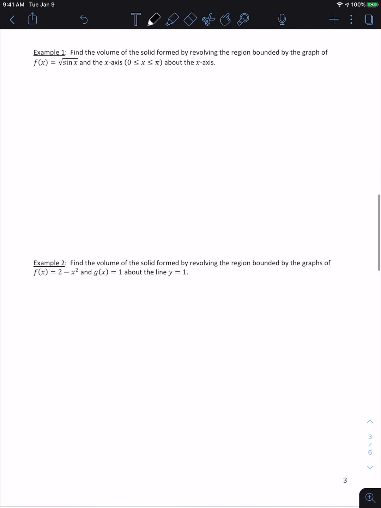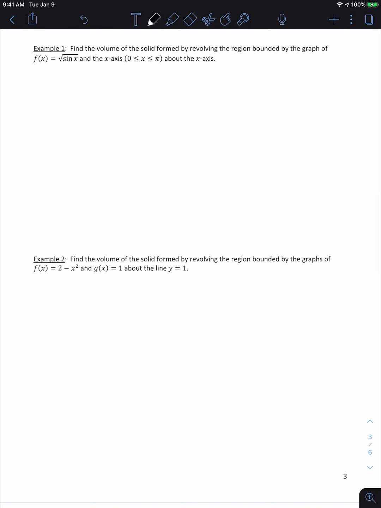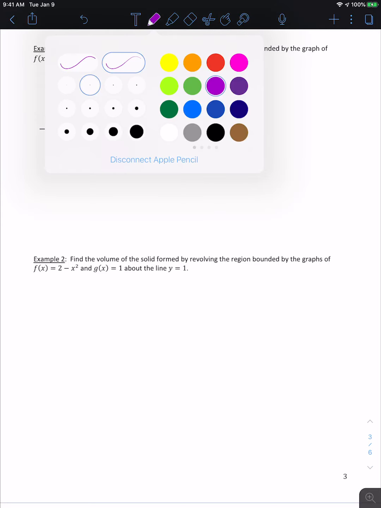Find the volume of the solid formed by revolving the region bounded by the graph of f of x equals the square root of sine x and the x-axis about the x-axis. So first let's draw what we've got going on here. This is our axis, and then the sine function, remember, goes through the origin and stops at pi. So this is the square root of sine x. The square root, remember, is going to make those values smaller. So this one's going to be a little bit shorter than the regular sine function, but as far as what the picture looks like, it will look very similar.